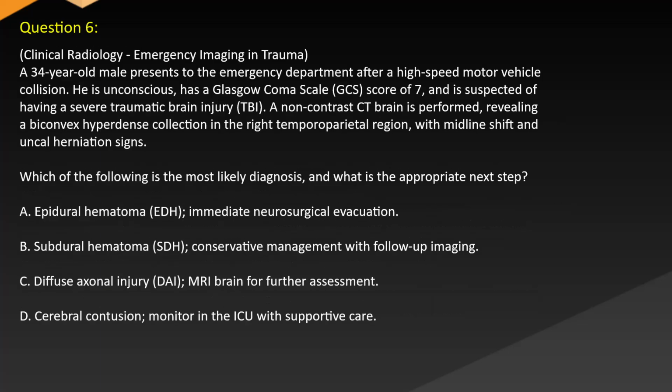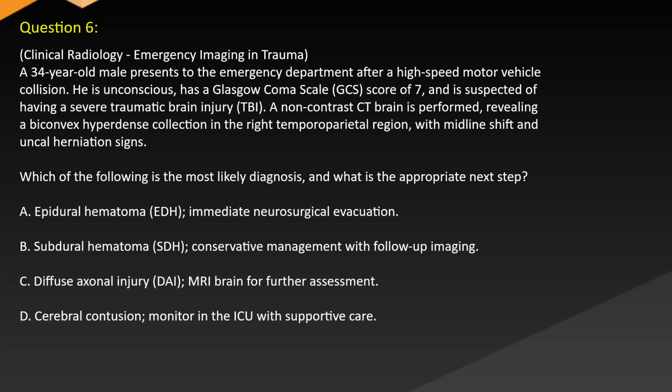Question 6. Clinical radiology. Emergency imaging in trauma. A 34-year-old male presents to the emergency department after a high-speed motor vehicle collision. He is unconscious, has a Glasgow Coma Scale, GCS, score of 7, and is suspected of having a severe traumatic brain injury, TBI. A non-contrast CT brain is performed, revealing a biconvex hyperdense collection in the right temporoparietal region with midline shift and signs of uncal herniation.